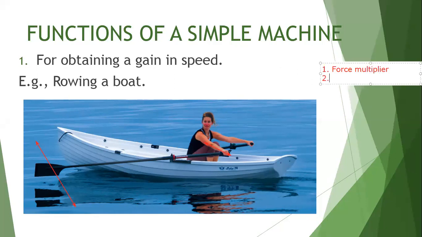We use machines so that the machine works as a force multiplier. What happens in a force multiplier? You apply less force at one end, and in turn the machine applies more force on the other end. The best example I have given is lifting a car with the help of a jack. So that is our force multiplier.